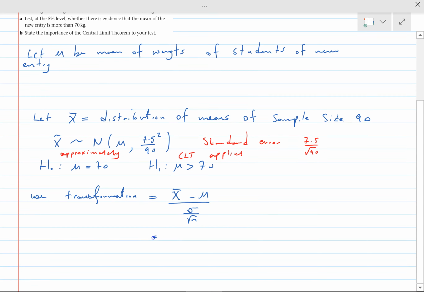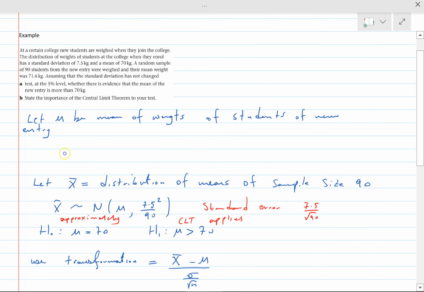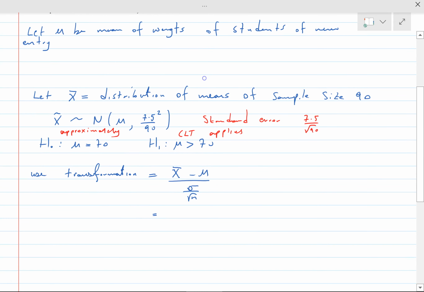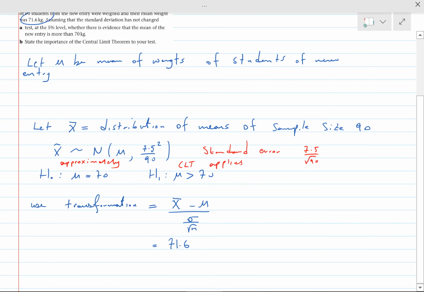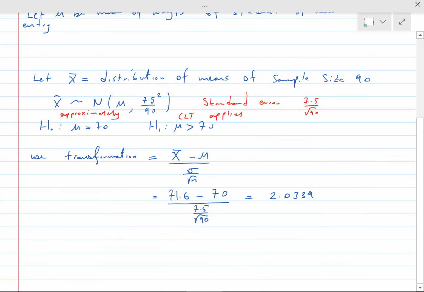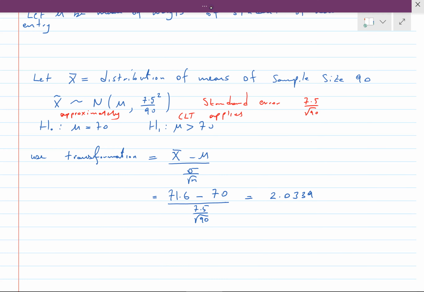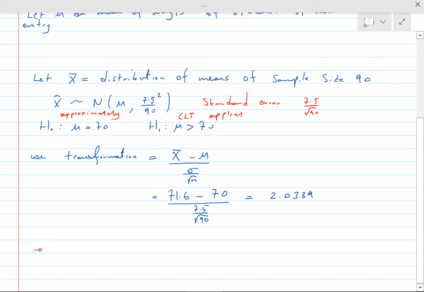So in this particular case, going back to the question, we have 71.6 as the actual value of the mean that we found from the sample we've been given. 71.6, take away the mean 70, divided by the known standard deviation presumed to be unchanged, 7.5, divided by the square root of the sample size, 90, and that equals 2.0339.